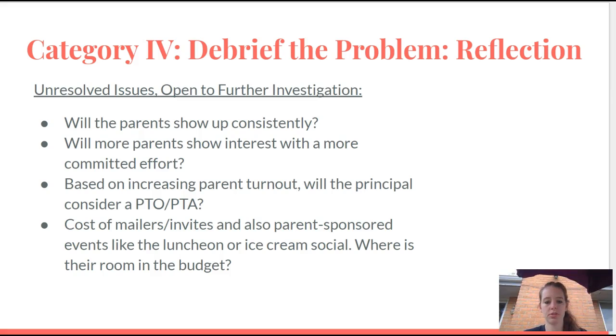So the unresolved issues are open to further investigation. Will the parents show up next time? Will more parents show interest with a more committed effort? And based on that increasing parent turnout, will the principal actually consider a PTO or PTA at the end of the year? What evidence can we show them that this is necessary? Another unresolved issue is the cost of mailers and invites, but also parent-sponsored events like the luncheon or the ice cream social. We would need to find room in the budget for these endeavors.